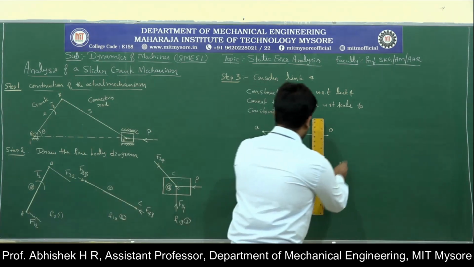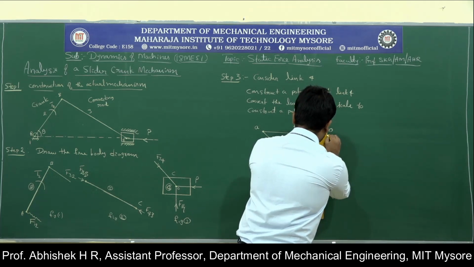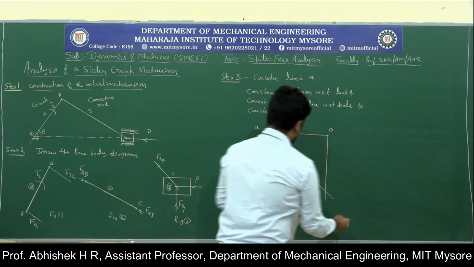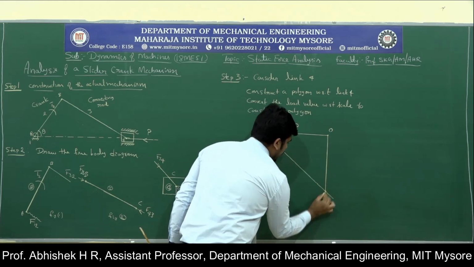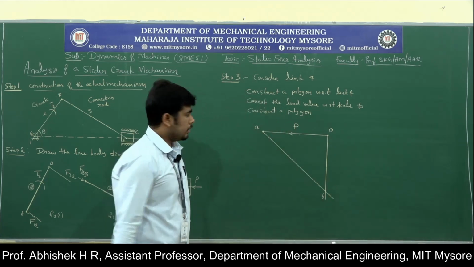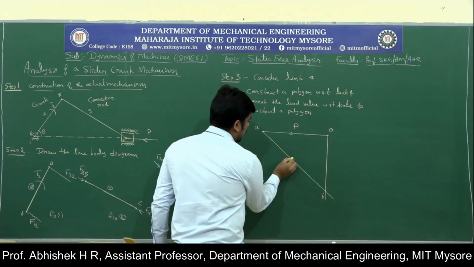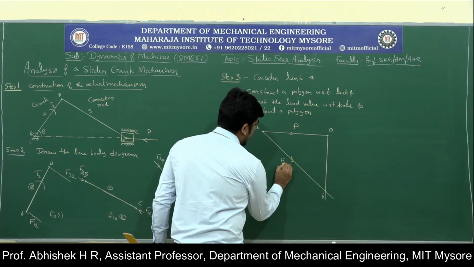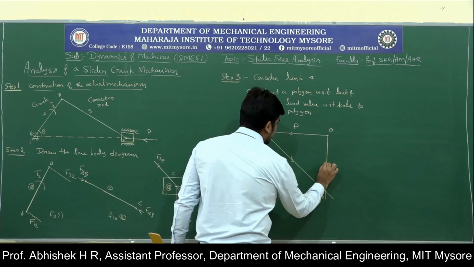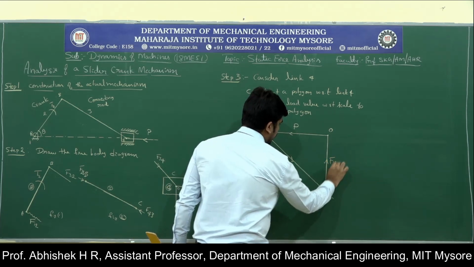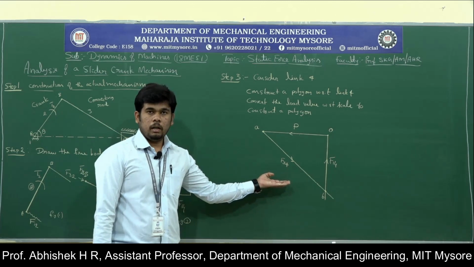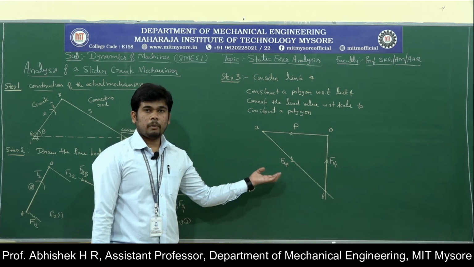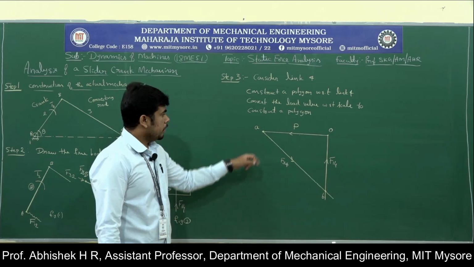From point O, just draw a straight, perpendicular line. So this point will be B, point B. So this is the F34, and this is F14. So this is the polygon. So I have constructed the polygon.